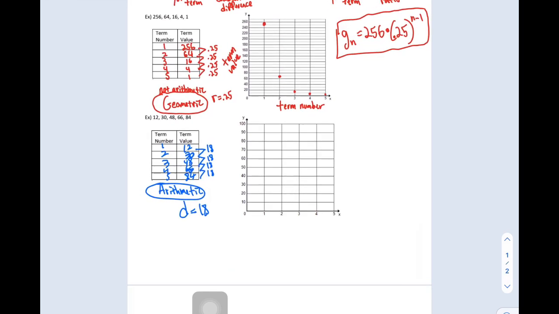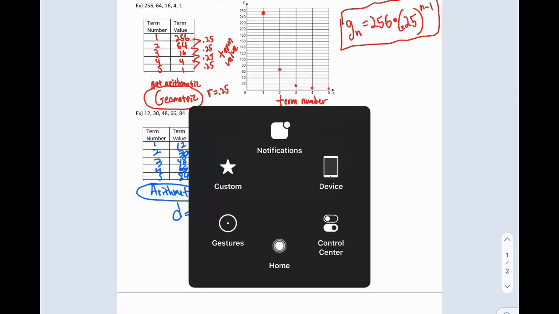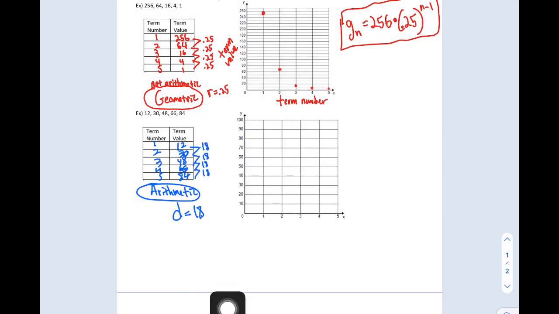All right, so let's just go ahead and plot these points. So we have 1 comma 12 will be about here, 2 comma 30, 3 comma 48, 4 comma 66, and 5 comma 84. And let's label this with term number and term value.